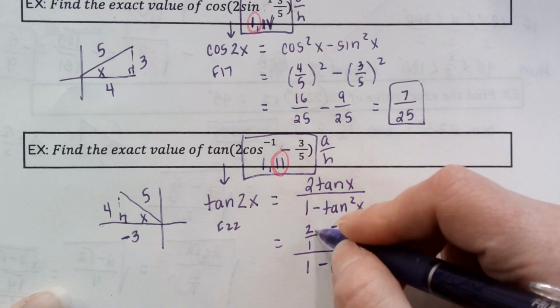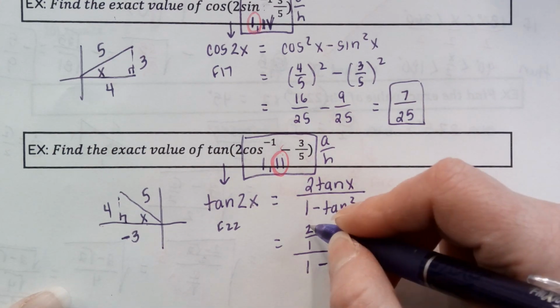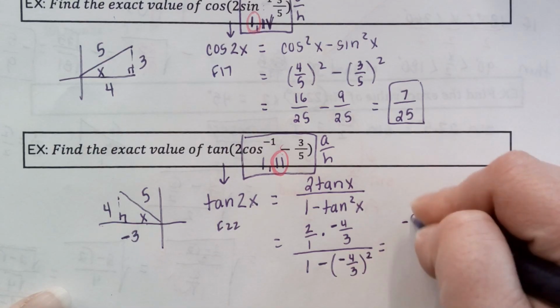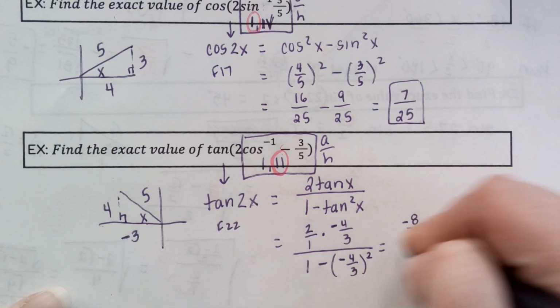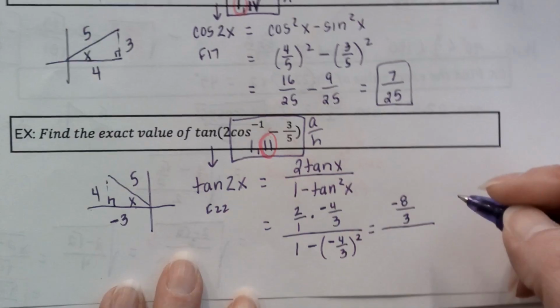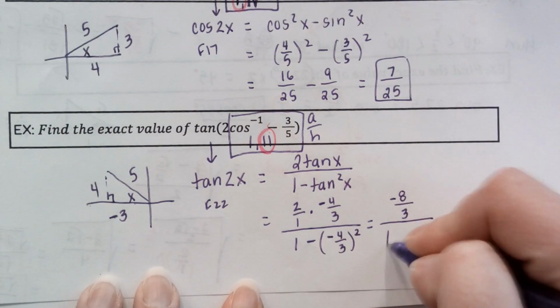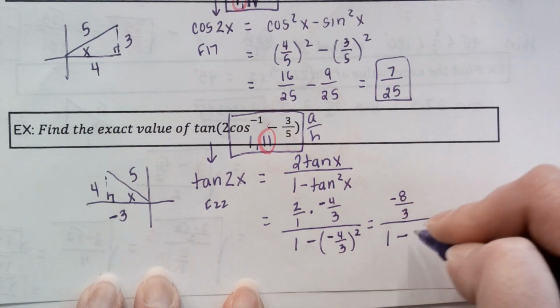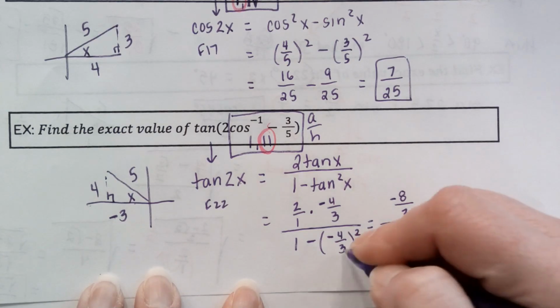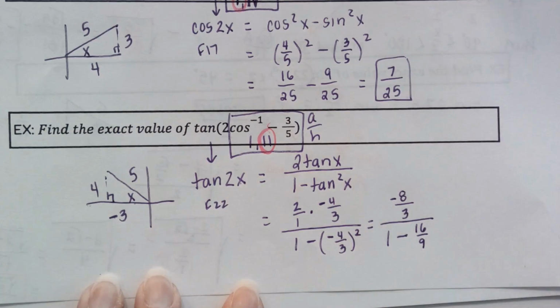Up here, doesn't look like anything cancels. 2 times negative 4 is a negative 8. 1 times 3 is 3. Looks good. I'm going to bump this a little bit. On the bottom, 1 minus negative 4 squared is a positive 16. 3 squared is 9. I'm going to change my 1 to get a common denominator, so it's going to be 9 over 9.